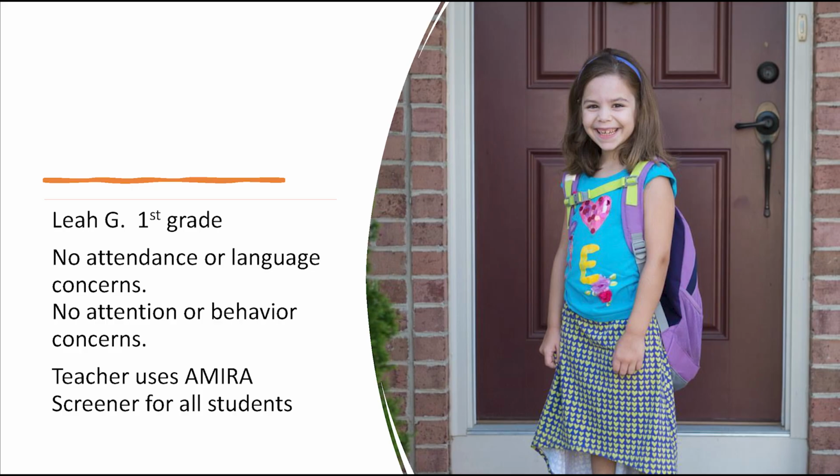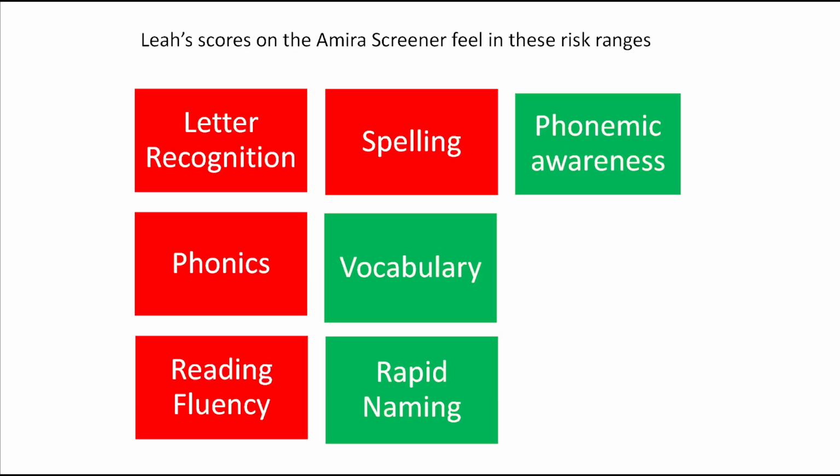Here is Leah. She was in first grade. She's got no attendance or language concerns, no attention or behavior concerns, right? All those considerations that you want to make when you're doing your screening, all the factors that could be at play. The teacher uses a mirror to screen all her students, and here are the areas of risk for Leah. She was okay in her phonemic awareness, her vocabulary, and her rapid naming. She was at risk in her fluency, her phonics, her letter recognition, and her spelling.